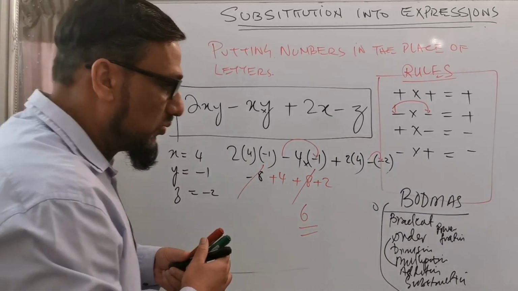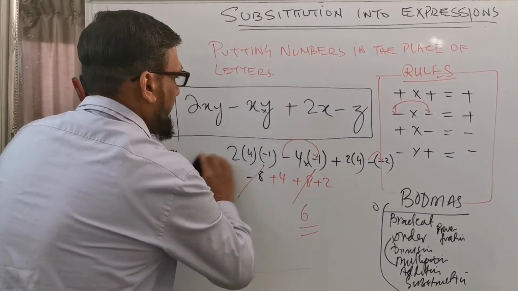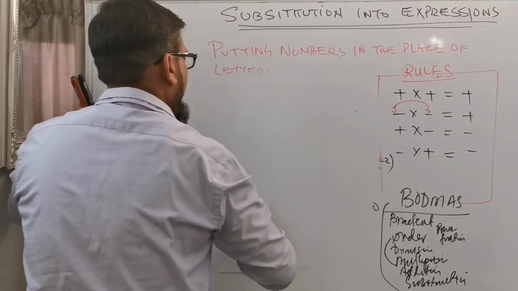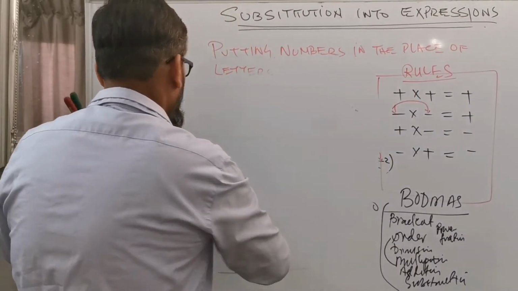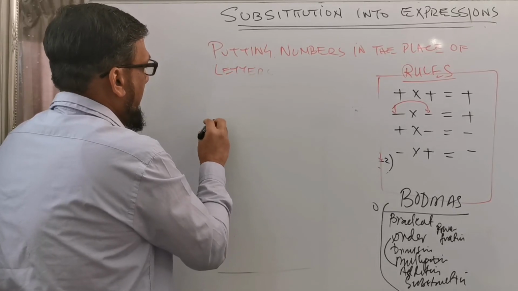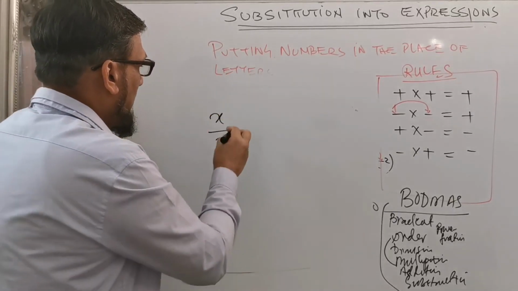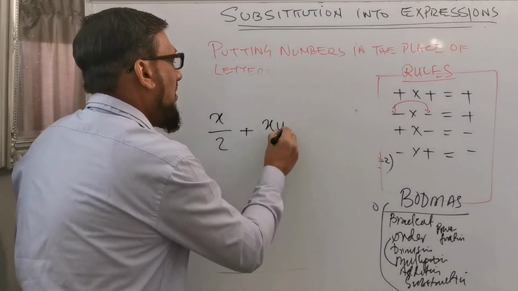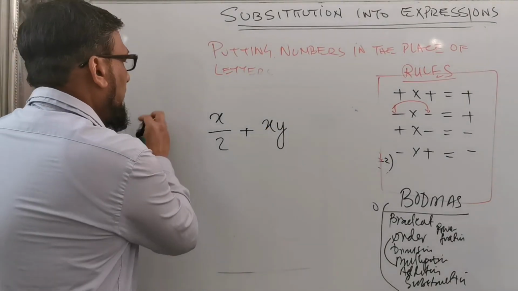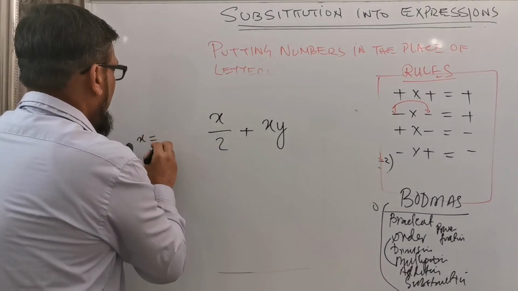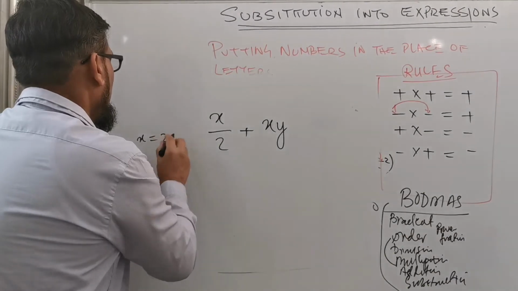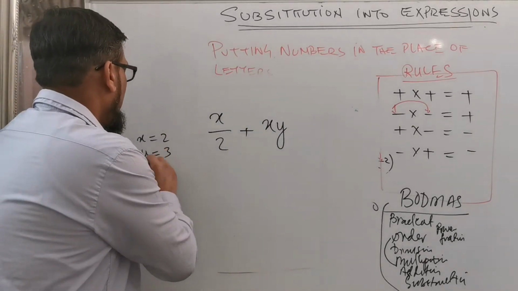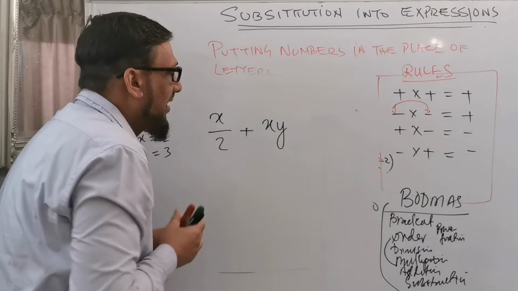Okay, so let me do one more question: x over 2 plus xy, where the value of x is 2 and the value of y is 3. So we need to simplify this one.